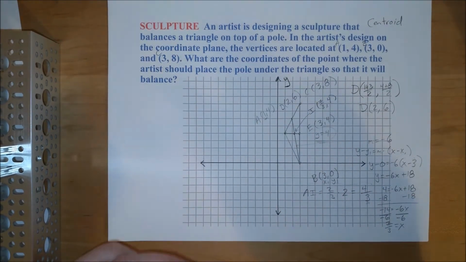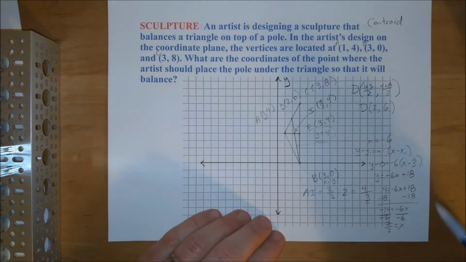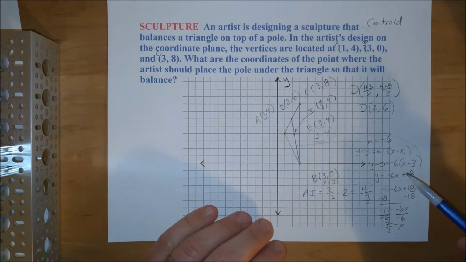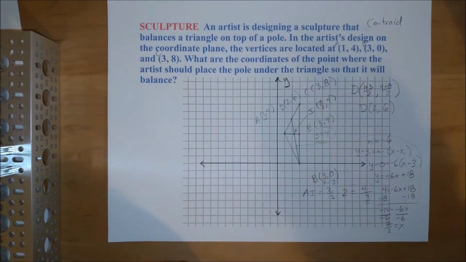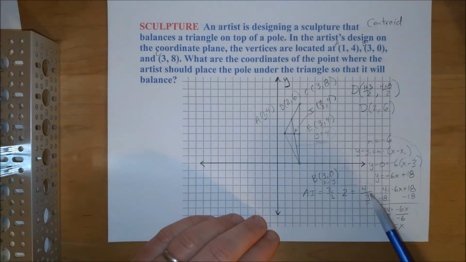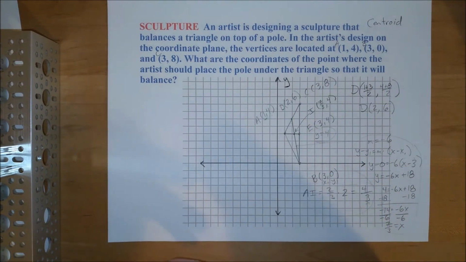Two different ways to find the centroid. You're going to want to know this way for those instances where you happen to have medians that aren't horizontal or vertical. If you do have medians that are horizontal or vertical, use your shortcut, knowing that the centroid occurs 2/3 of the length from the vertex.